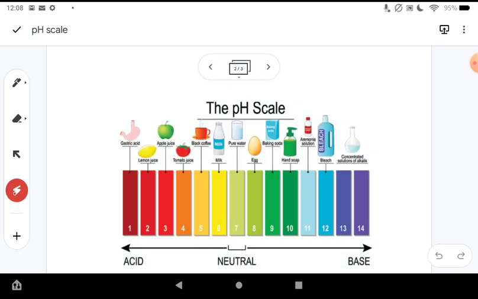Now, this is what you'll be familiar with. This is a pH scale. It goes from 1 down here, so highly acidic, over to here, 14, so highly alkaline or basic.